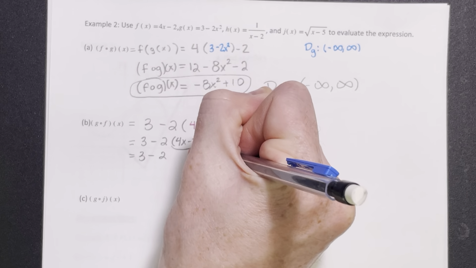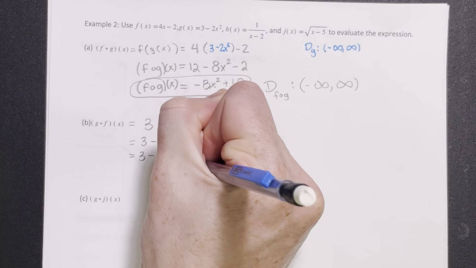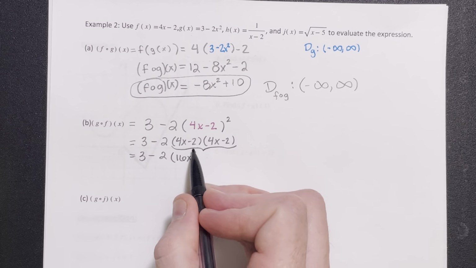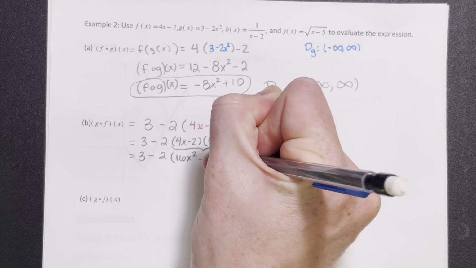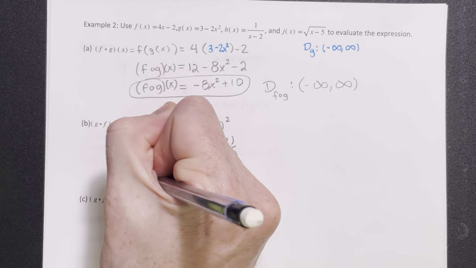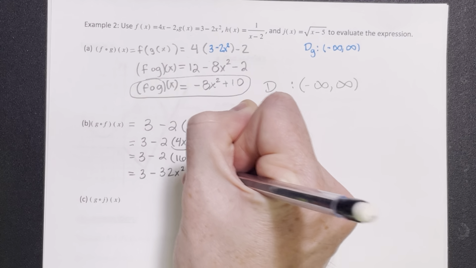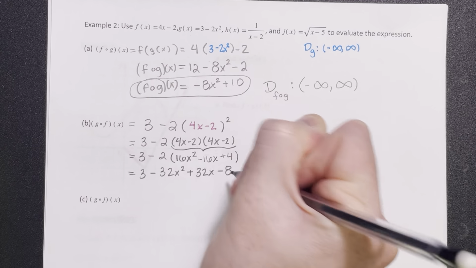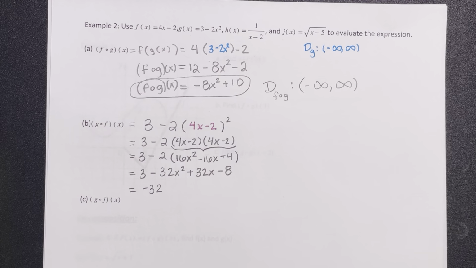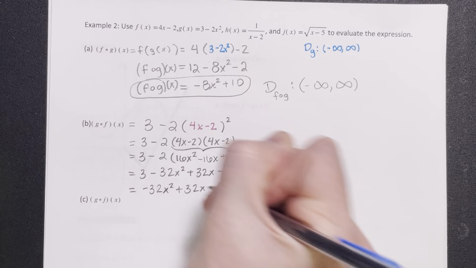And we can distribute this out. As you get better at multiplying and distributing these binomials, hopefully you'll be able to get this to 16x squared and then see that you're going to have negative 8x, another negative 8x, so that's negative 16x, negative 2 and negative 2 makes that positive 4. We distribute the negative 2 now to get negative 32x squared there, and positive 32x and negative 8, which can combine with that 3, so we end up finalizing this as negative 32x squared plus 32x, and then minus 5.